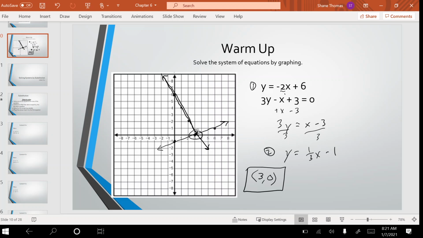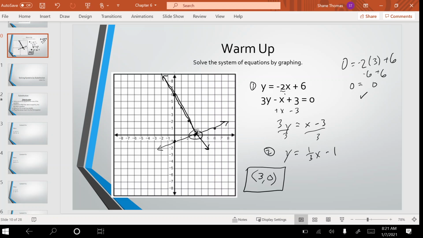If I take the first equation, y is 0, so I replace y: 0 equals negative 2 times x, which is 3, plus 6. Negative 2 times 3 is going to be negative 6. Negative 6 plus 6 is 0. So 0 equals 0. That one's good.